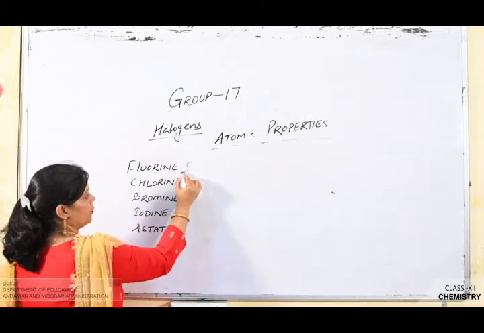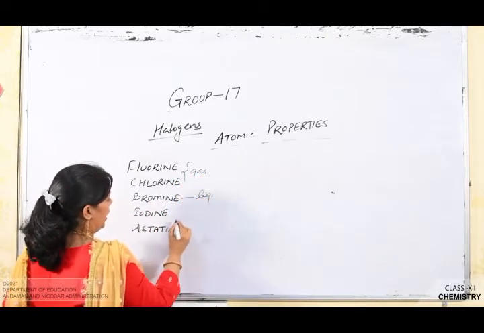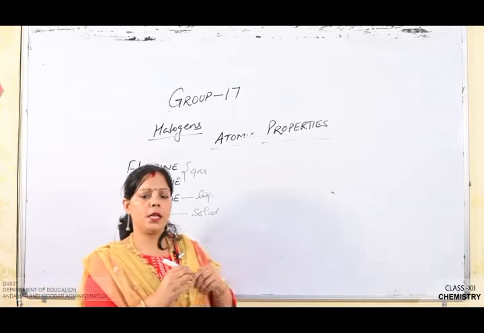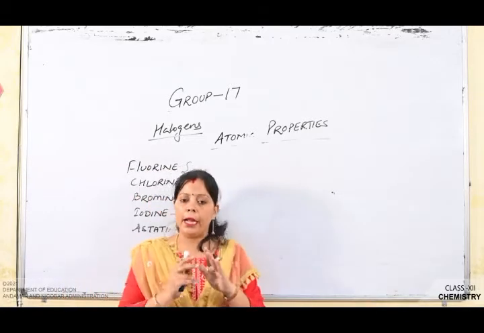These two are existing in the form of gas. The bromine is liquid, and iodine is existing in the form of solid. Okay, this is about the physical state of the group 17 elements. Next we move to the melting and boiling point.